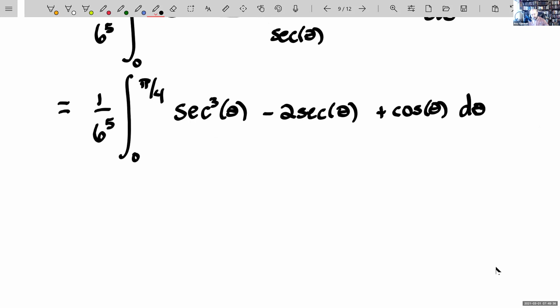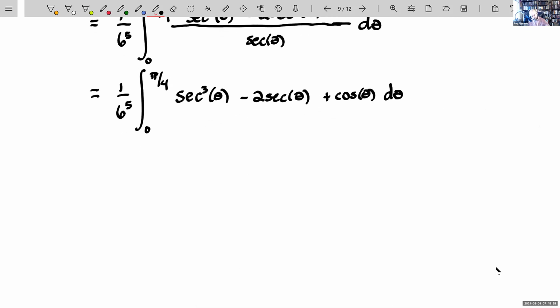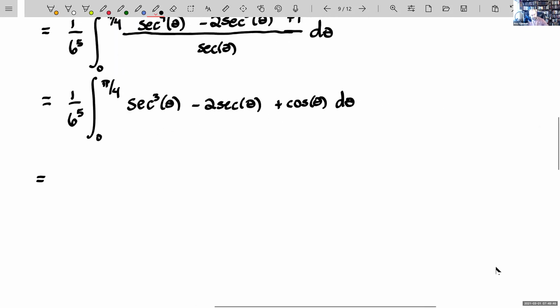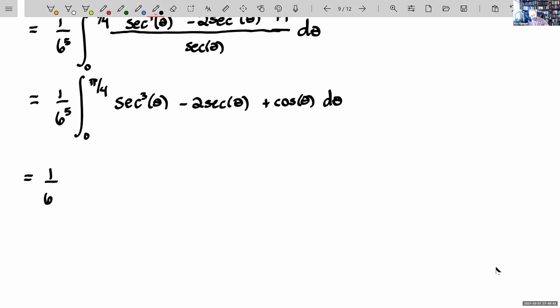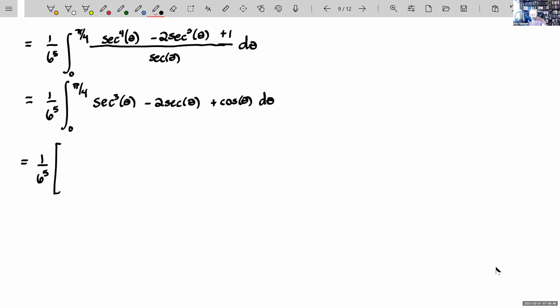So let's start with the easiest of them. I'll leave a little space here. I'll leave 1 over 6 to the fifth out front. I'll leave some space here. The antiderivative of the cosine, I'll just write all the way over to the right-hand side. That's just the sine. And remember, we're evaluating these from 0 to pi over 4. All right. Minus 2. I'll put that right here.